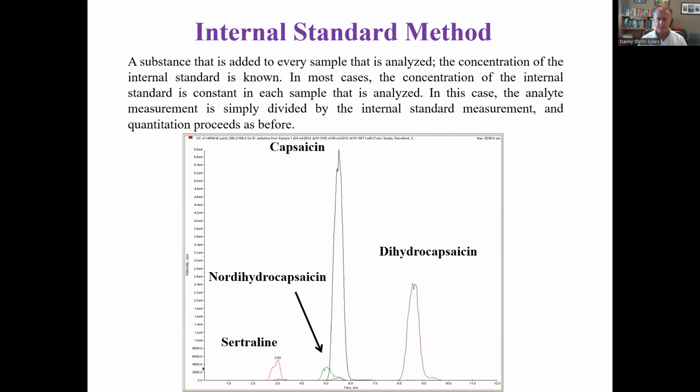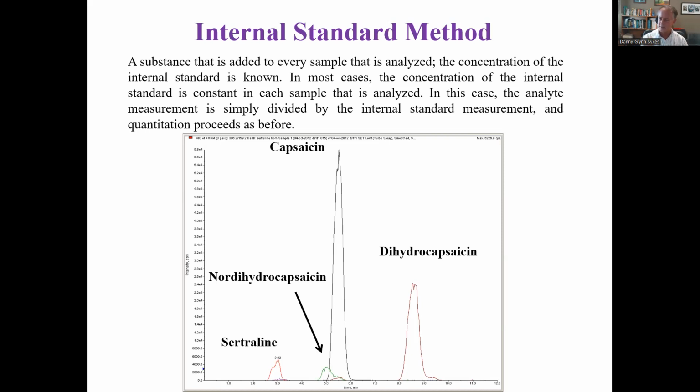This is actually from a consulting project that we were working on a while back, where we developed an LCMS method for quantifying the three heat-related chemicals associated with peppers: capsaicin, dihydrocapsaicin, and the other capsaicinoids. These are the compounds that essentially give peppers their heat. There are other compounds as well that don't really contribute to the heat. In this, you can see there's sertraline. Sertraline is an antidepressant, and that is what we were using.